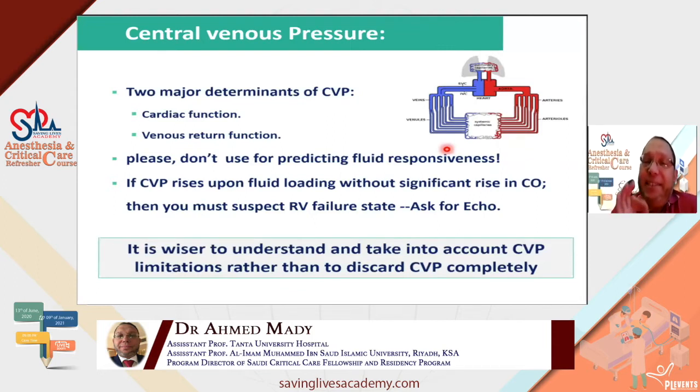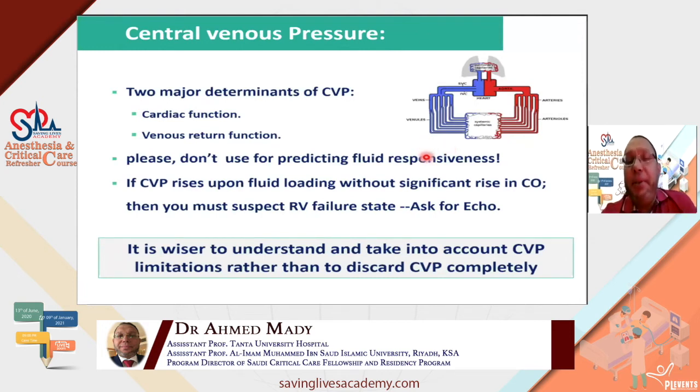I think it is very essential to know the limitation of the central venous line. Still, you need it for the perfusion pressure of any organ. You have to use it to know how much fluid is inside, the preload, but don't use it as a marker for fluid response. And you have to know the limitation of CVP rather than discard it completely from the ICU.